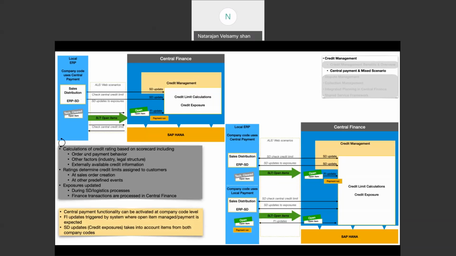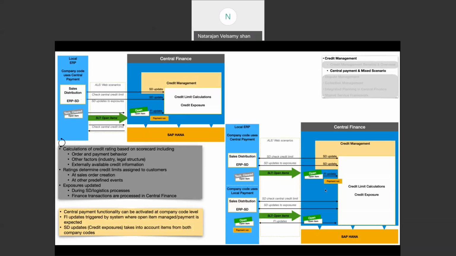Credit rating is calculated based on a scenario scorecard, including order and payment behavior, other factors, industry, legal structure, and external credit information. The rating determines the credit limits assigned to the customers at sales order creation or at other predefined events. Once the credit rating has been calculated, those ratings are used for determining the credit limits for the customer. Exposure updates happen during the SD logistic process and the financial process in central finance.